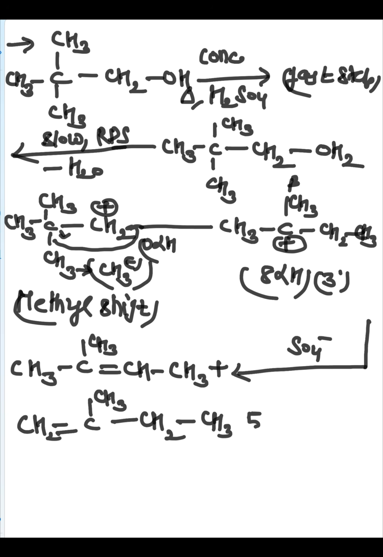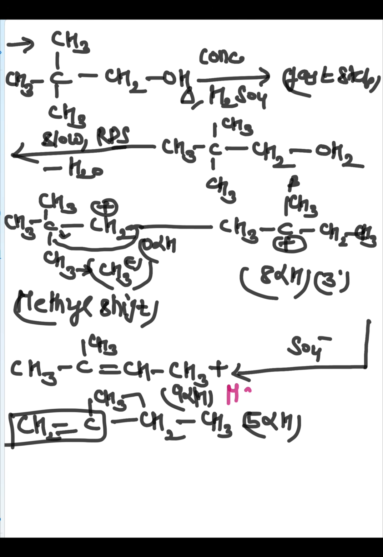Here your product has 5 alpha H. This is your double bonded carbon atom, and these are your alpha H. 3 3 3 6 9 alpha H. 9 alpha H. That means this is your major product, which is more stable alkene. Major alkene.